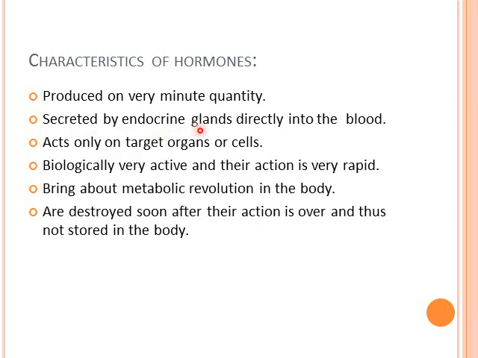They are secreted mainly by the endocrine glands, which pour them directly into the blood. They act on the target organs or cells. They are biologically very active and their action is very rapid. They bring about a metabolic revolution in the body. They are destroyed soon after their reaction is over. They are never stored in the body for a long period of time. So these are the main 6 characteristics of hormones. There are many other characteristics also, but the main 6 are these. Now let us see what is in store for us in the next slide.